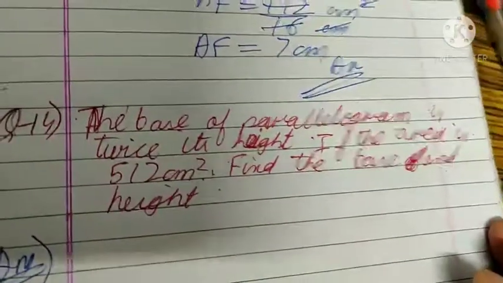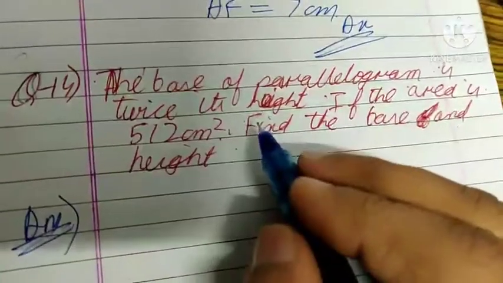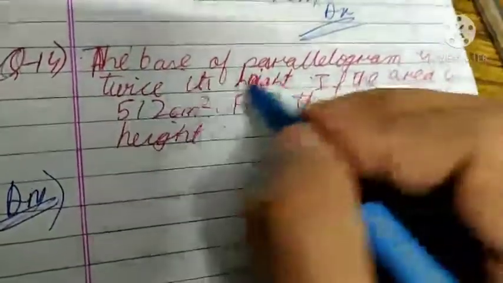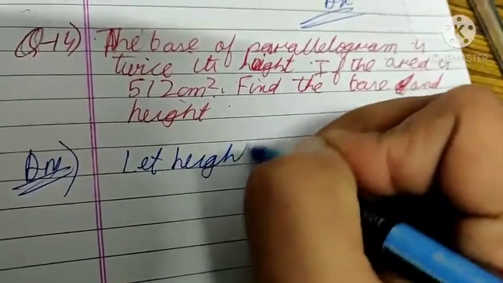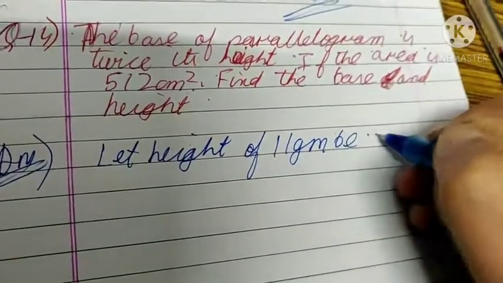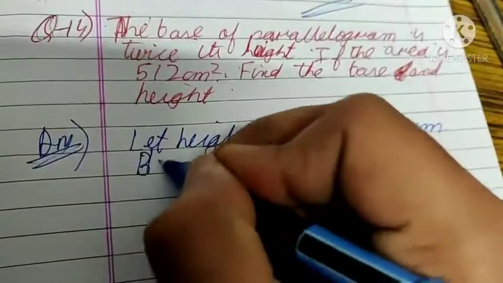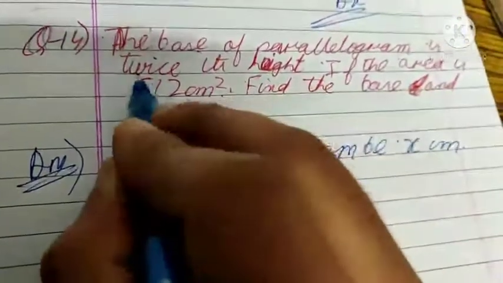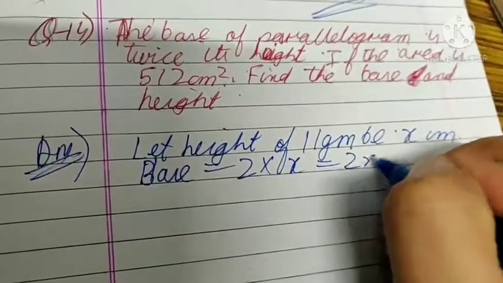So this is our next question that says that the base of a parallelogram is twice its height. It says base is twice its height. So let the height of the parallelogram be x centimeter. So base will be equal to 2 times its height, 2 into height, that is 2x. Okay.